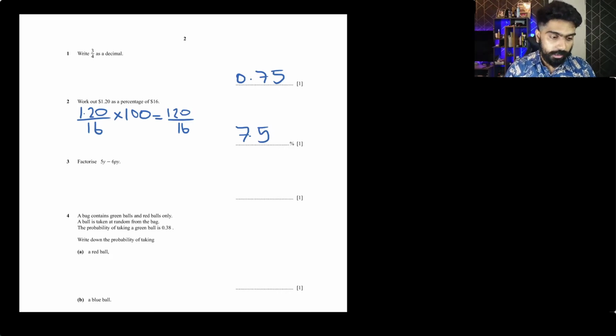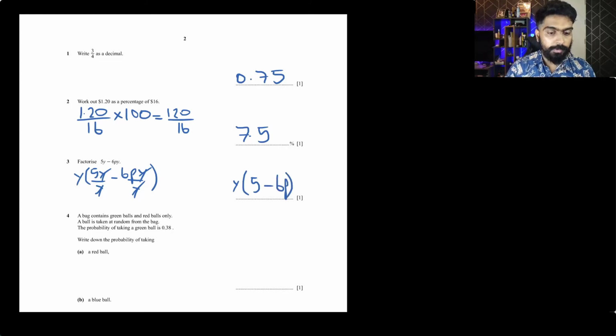Now next question guys, they want us to factorize, so let's bring out the greatest common factor, which is y, open bracket. So we have 5y over y minus 6py over y. Now in all of these questions guys, I'll be doing it step by step so you guys can understand it. In this one, y will simplify, so the answer we have is y inside bracket 5 minus 6p. All right guys, 5 minus 6p.